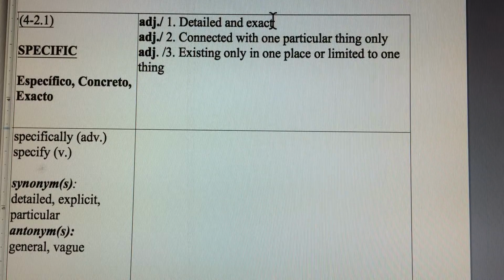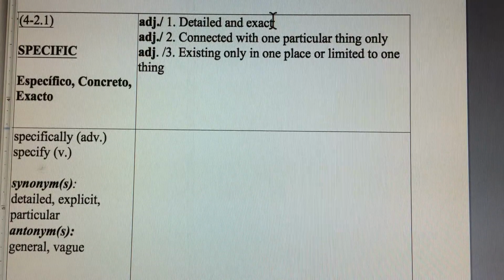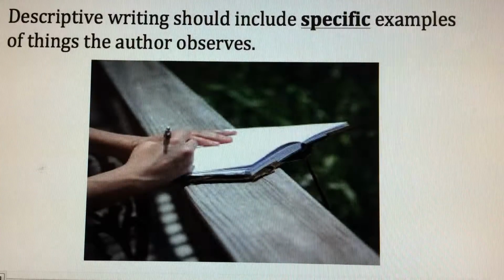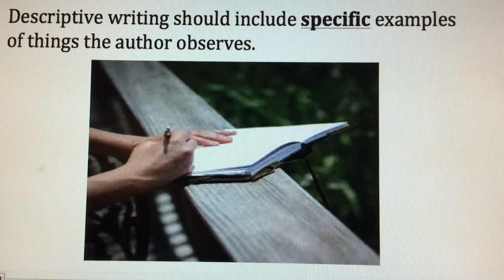The first one is detailed and exact. Detailed and exact. This is the one that your teachers use all the time. For example, descriptive writing should include specific examples of things the author observes. Specific. In English 1, you had to write a descriptive essay.